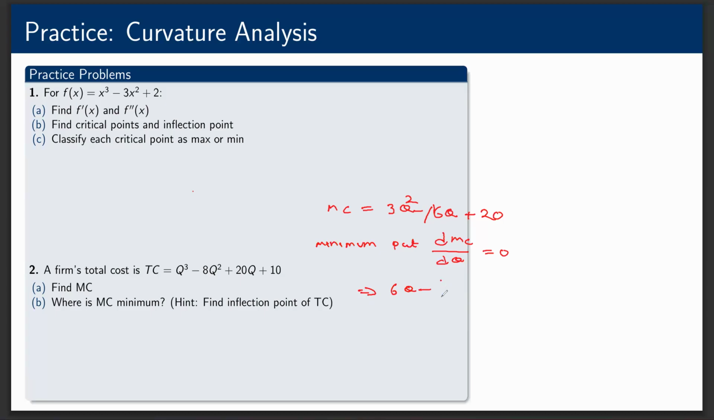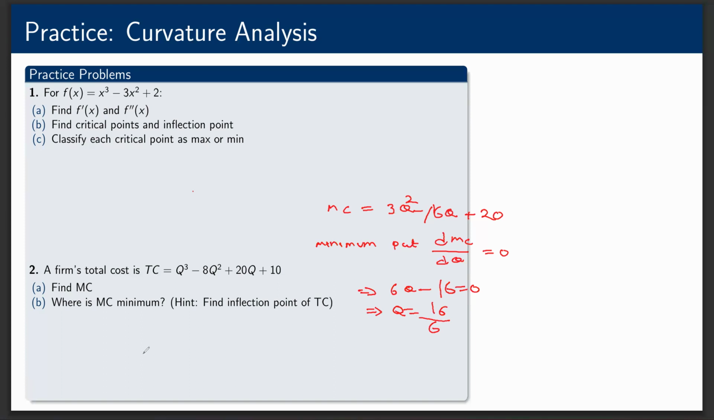Minus 16 equals 0. That implies, what is the value of Q here? It should be 16 divided by 6. Okay, the answer is ready.